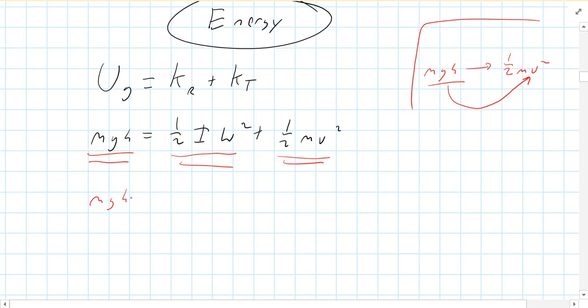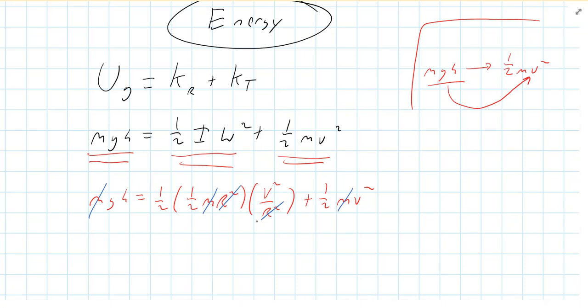You've got mgh equals 1/2 times the moment of inertia of a disk about its center of mass, which is 1/2 mr squared. Omega is v over r. If I square that, I get v squared over r squared, and then plus 1/2 mv squared. Lo and behold, the masses drop out again, right? And also the radiuses cancel. So it doesn't really matter if the radius of the disk is 1 inch or 1 meter. It'll get to the bottom at the same time, okay?